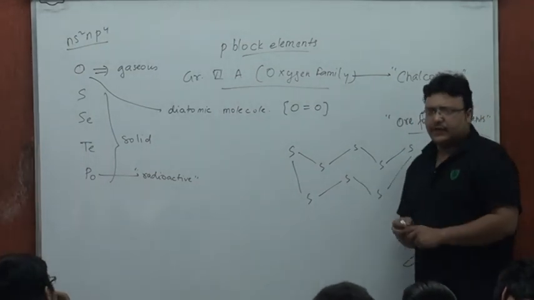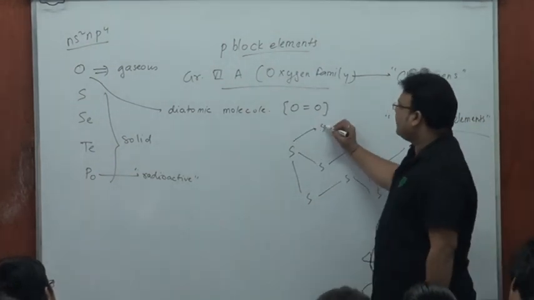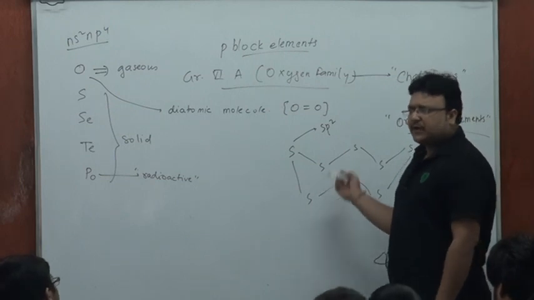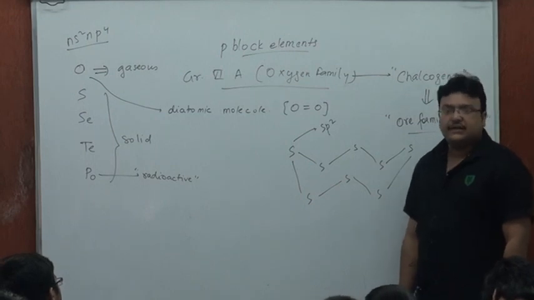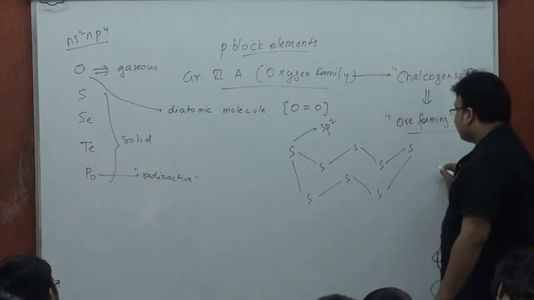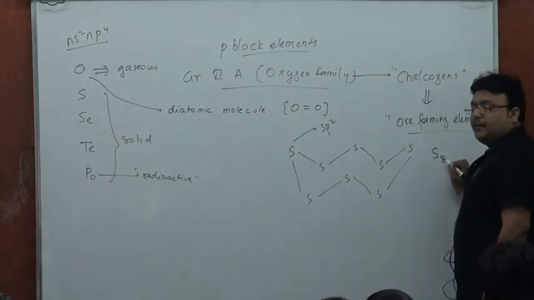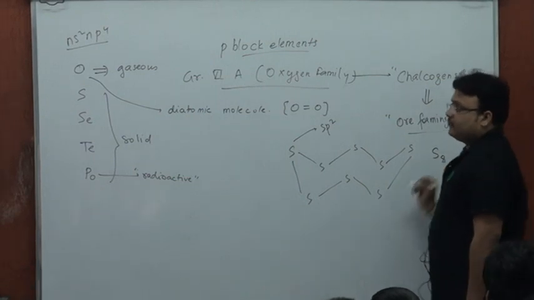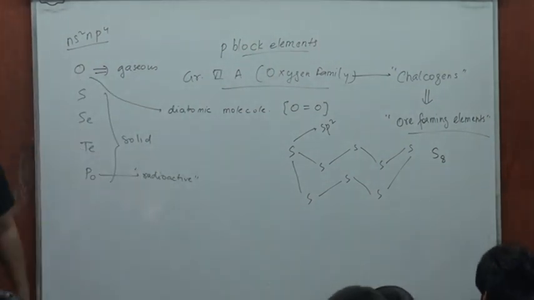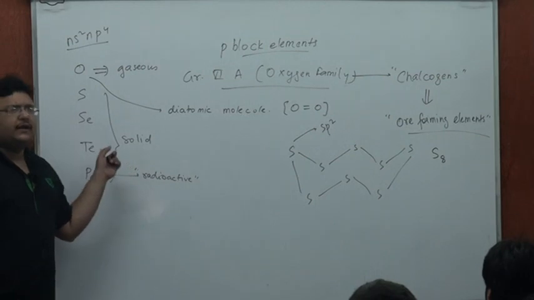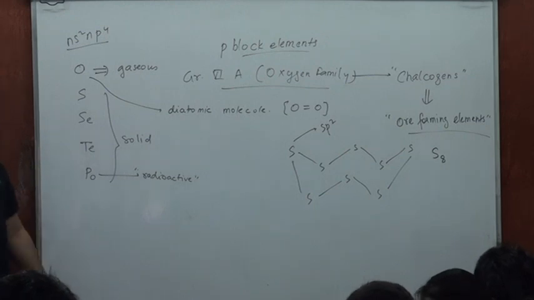This is the way sulfur is going to exist in the form of an 8-membered puckered ring, where every sulfur atom is found to be sp3 hybridized, 2 bond pair, 2 lone pair, and the atomicity is 8. Even in vapor form, the formula will be S8. Oxygen is diatomic, the rest are octatomic, higher molecular weight, expected to be solids. I repeat, the tendency to form 8-membered rings is maximum in sulfur, decreases down the group.